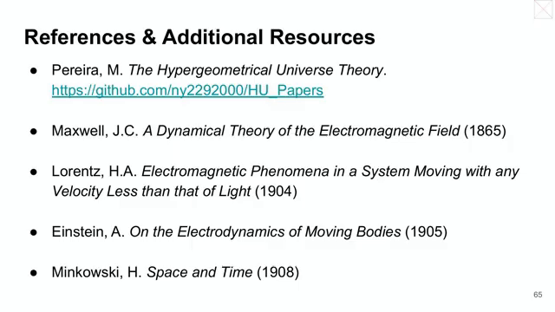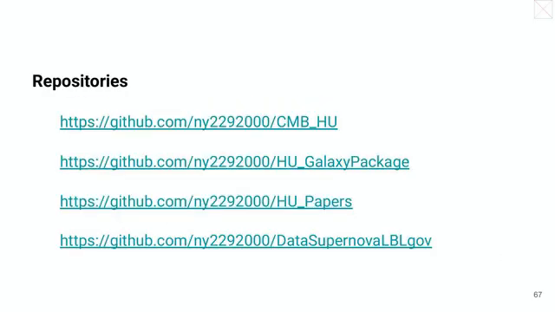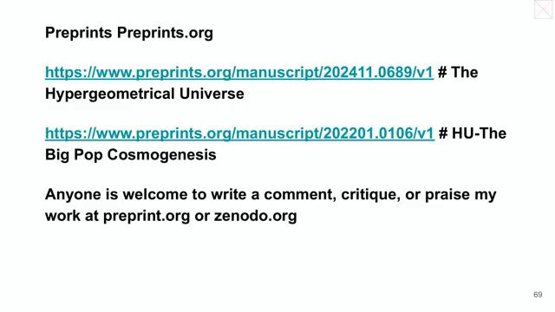These are the references. Papers in Zenodo. GitHub repositories with papers and Python notebooks. Here are the 3 papers. The Hypergeometrical Universe. HU, the Big Pop Cosmogenesis.